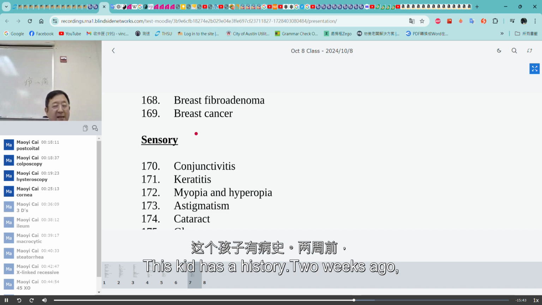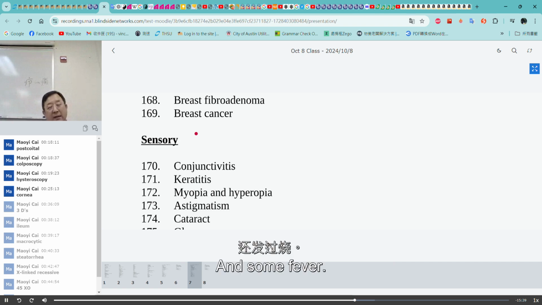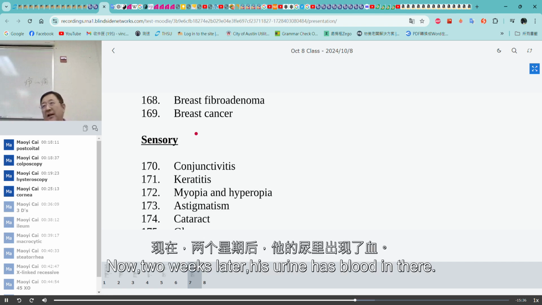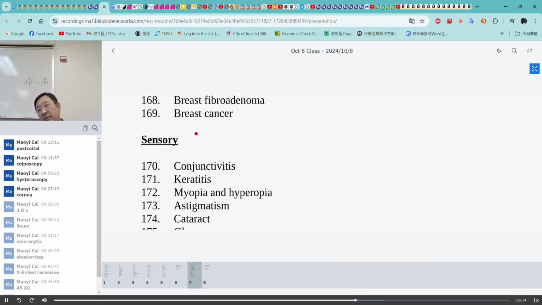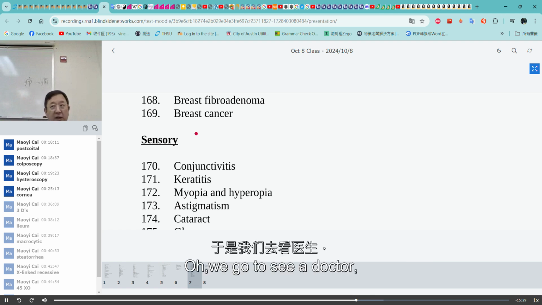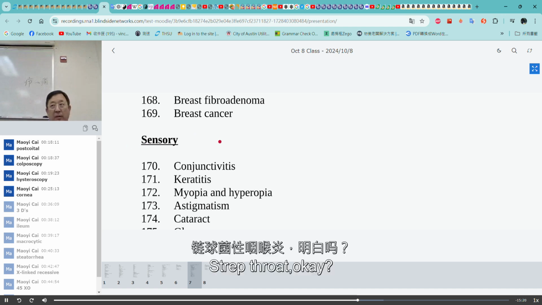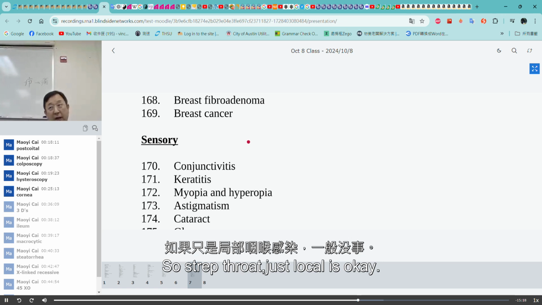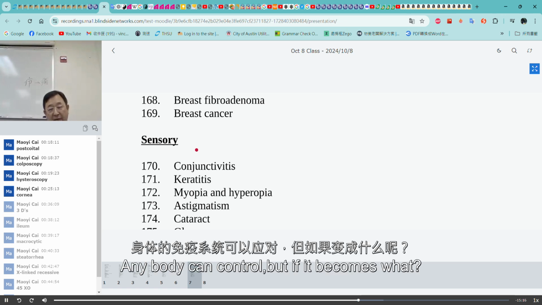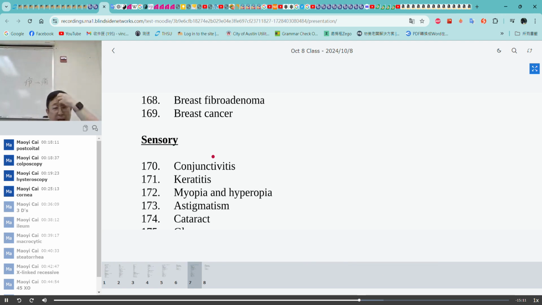A typical case is this. This kid has a history: two weeks ago, some sore throat, and then what? Some fever. Now, two weeks later, his urine has blood in it. Also, the body gets swollen, like the leg. You go to see a doctor, and they tell you it is what? Post-streptococcal glomerulonephritis, kidney. Yeah, so that's what you're concerned about. Strep throat, if just local, is okay. Antibiotics can control it, but if it becomes what? A systemic complication, that could be a problem.